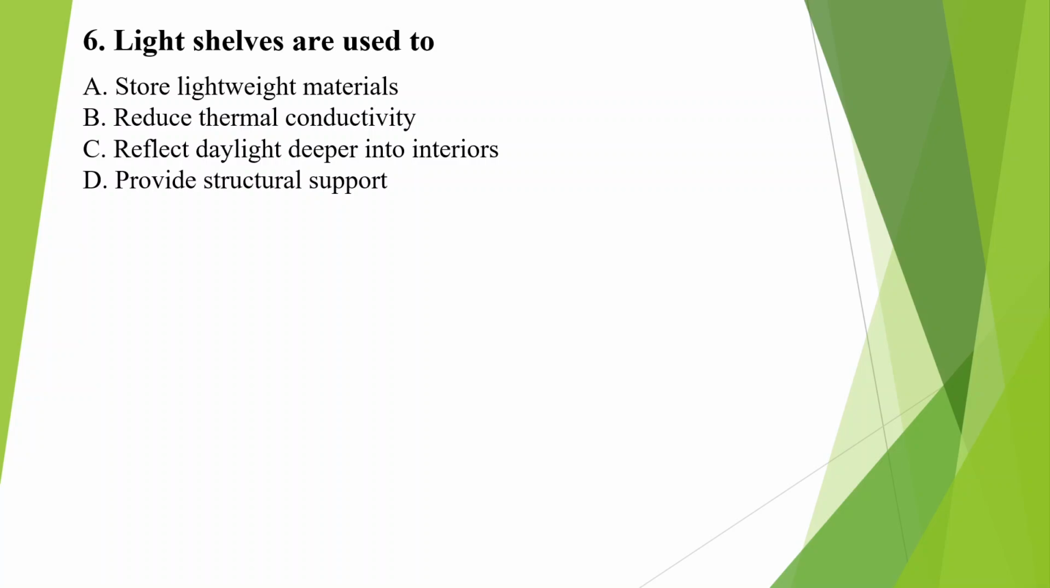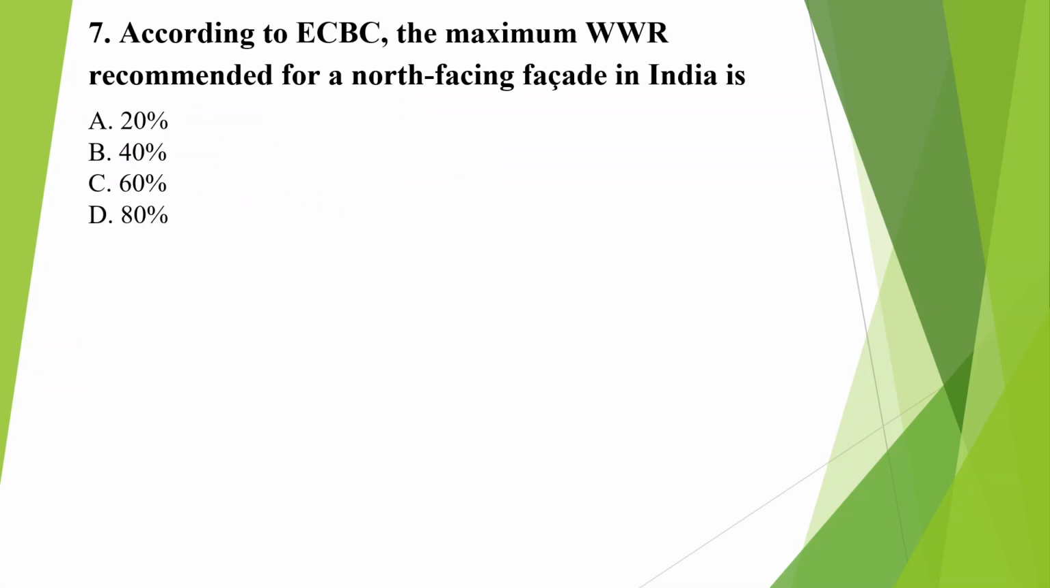These light shelves are mainly used to bounce the sunlight into the interior and improve daylight uniformity. Also, they reduce glare while acting as shading devices. That's why option C, which says these are helpful for reflecting the daylight deeper into the interiors, is the correct answer. The rest of the options, like storing lightweight materials, reducing thermal conductivity or providing structural support, are all discarded. Only option C is the most appropriate answer for question number 6. So let's move to the seventh question then.